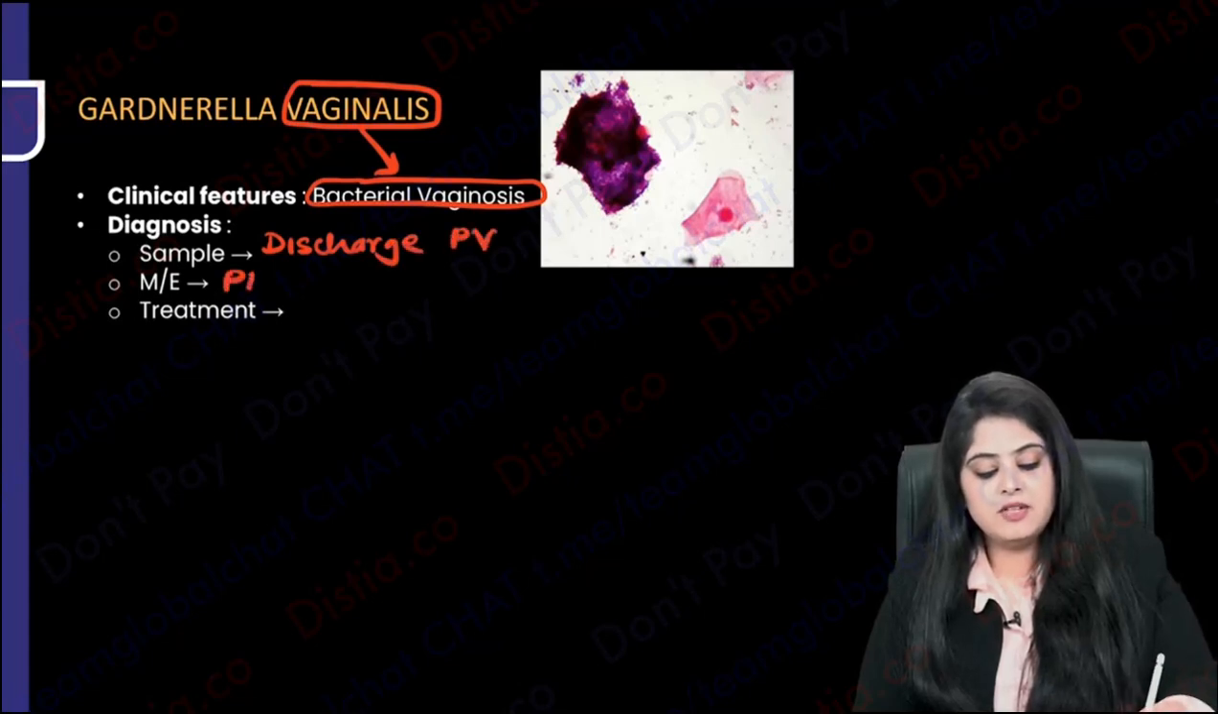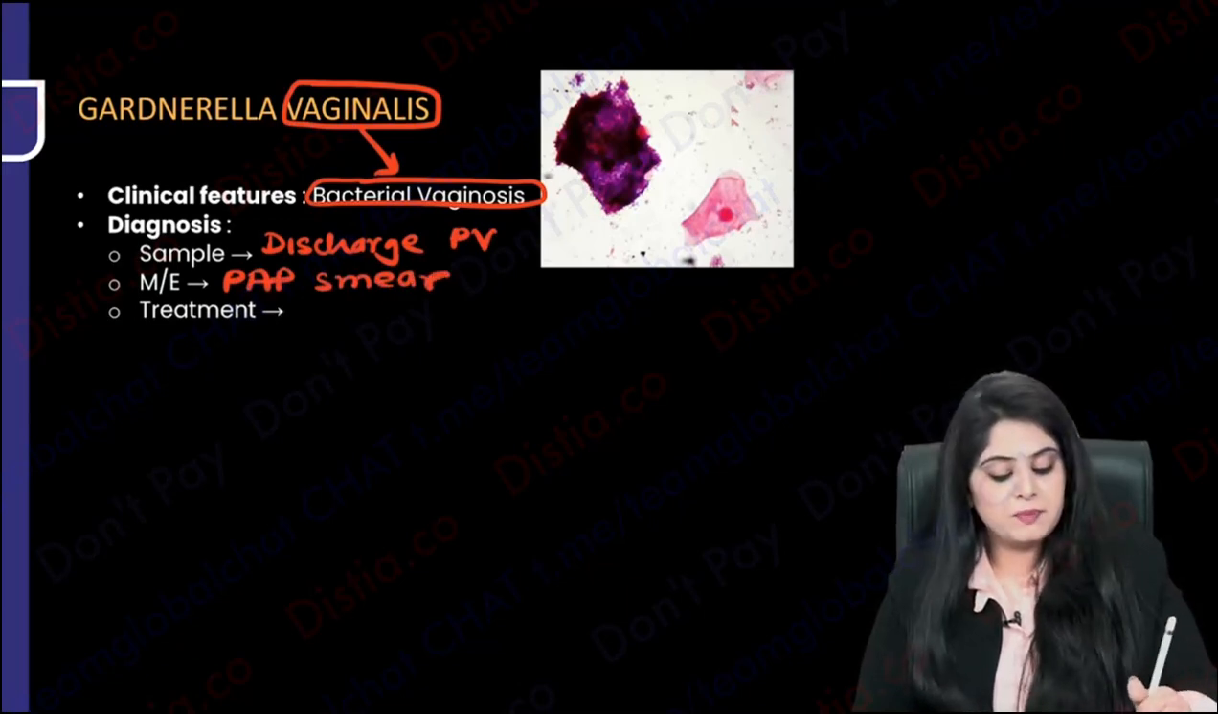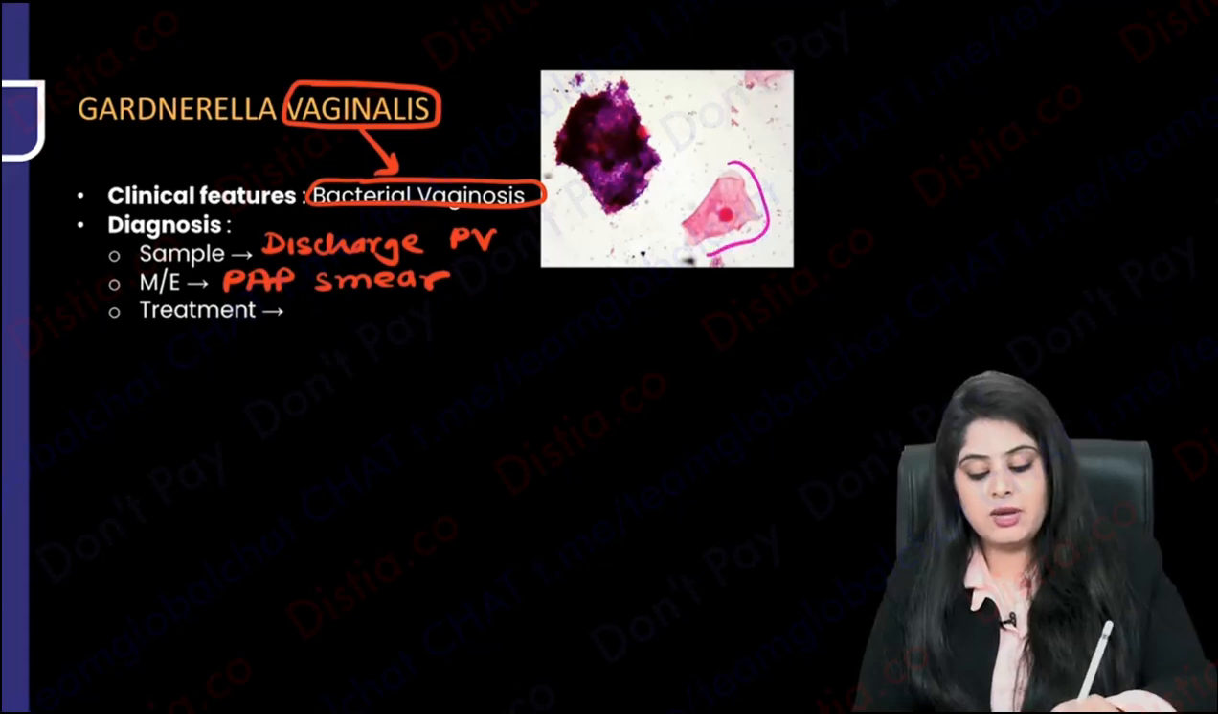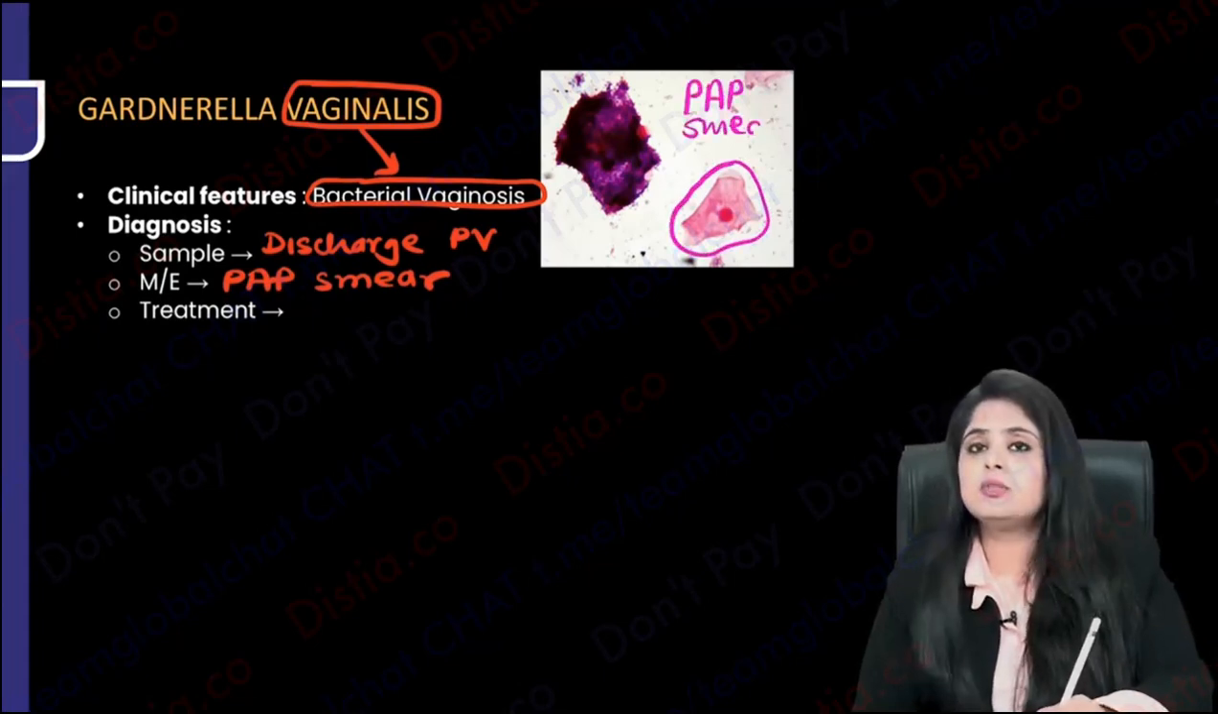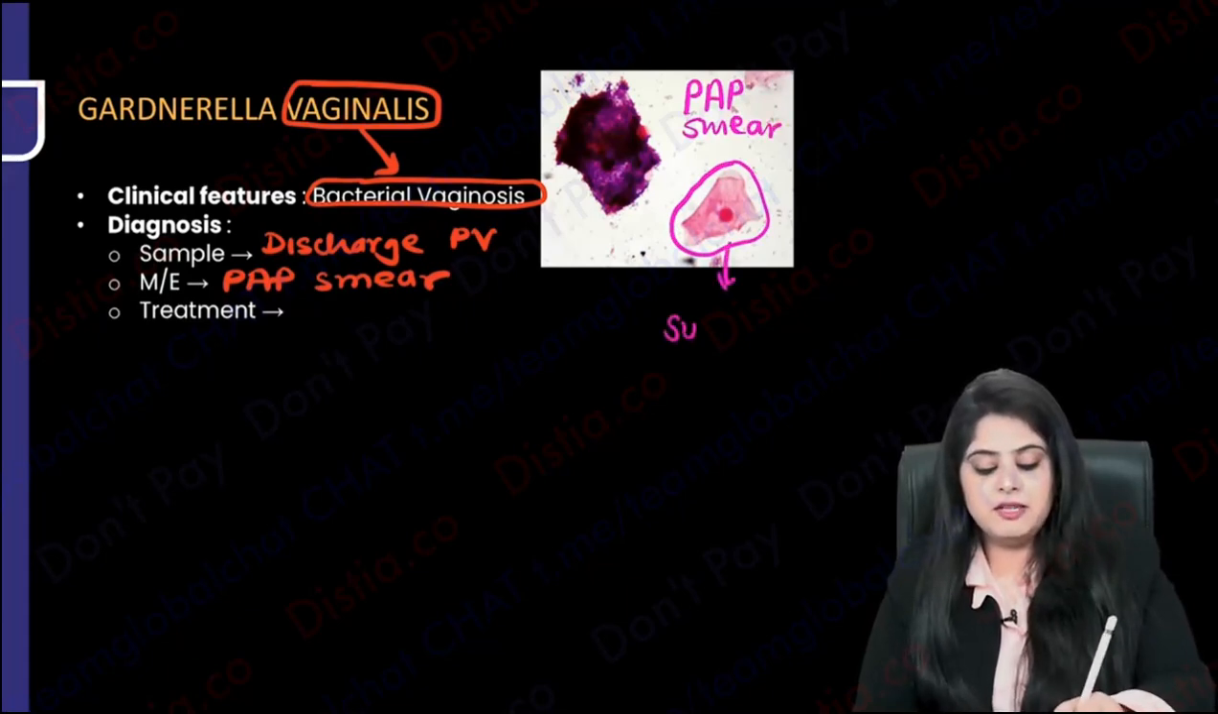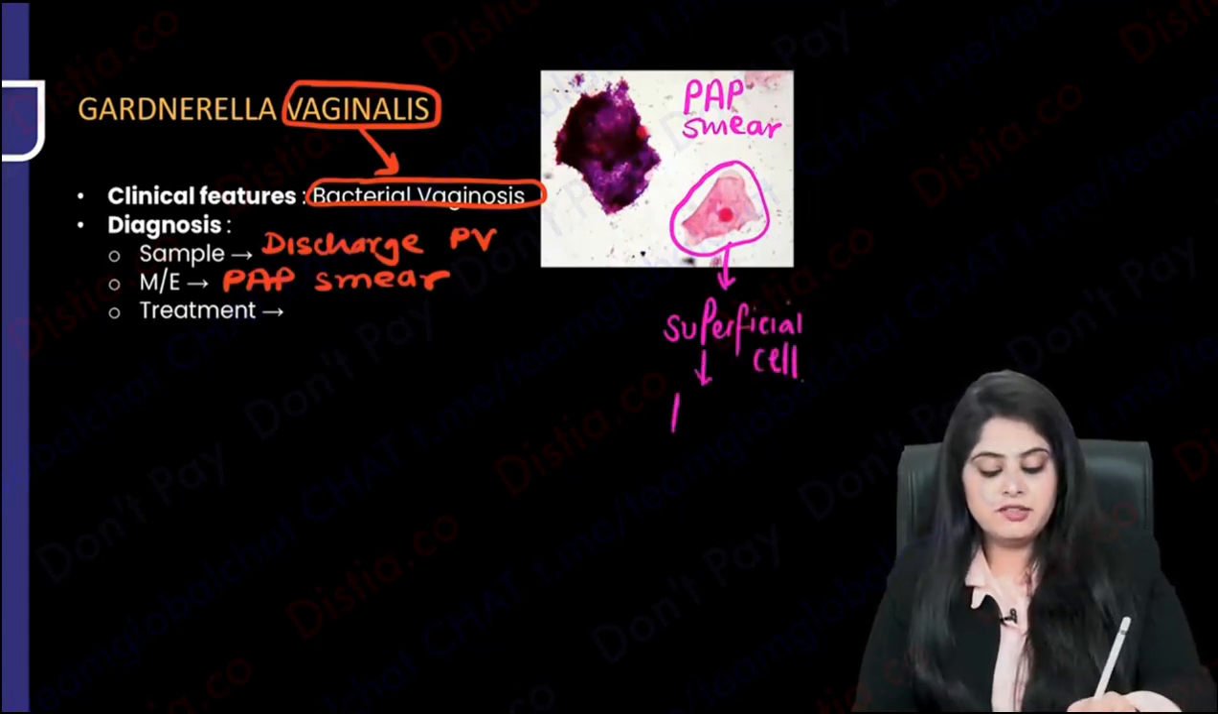So I will say, fine, I will do a pap smear. I will take the discharge, and what do I see on a pap smear? Let me take you back to pathology. If this is a pap smear, which is the pink cell? On a pap smear, the pink cell is the superficial cell.